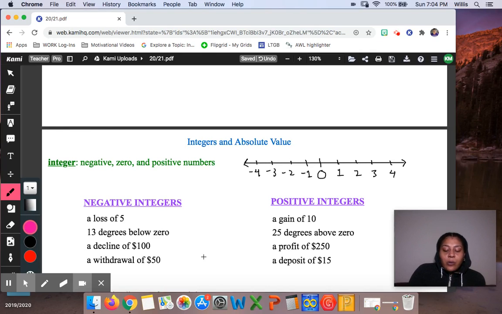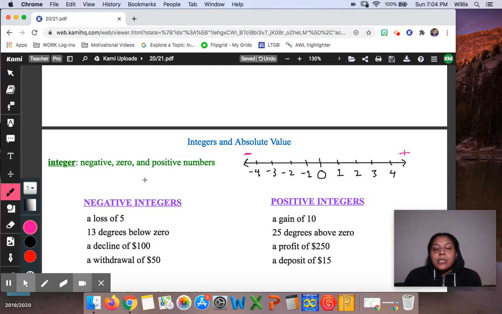In this video, we are going to take a look at integers and the absolute value. So integers, you do know, are just your negative numbers, positive numbers, and zero. If you take a look at a number line, we have zero in the middle, to the right of zero to represent everything positive, and to the left of zero to represent everything negative, okay?